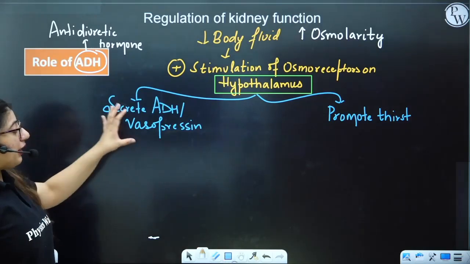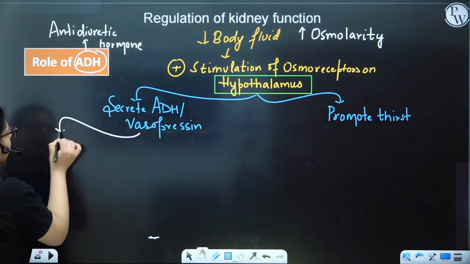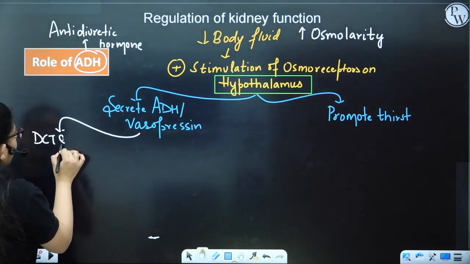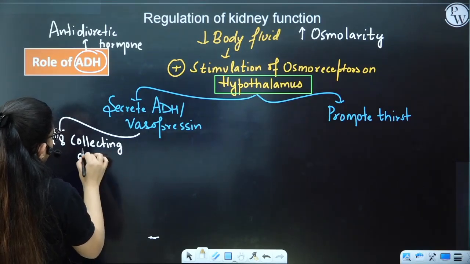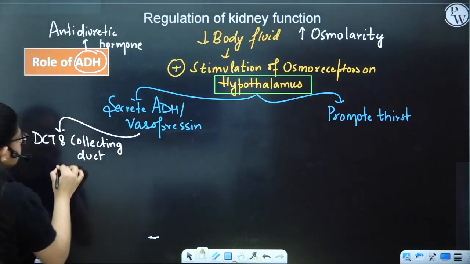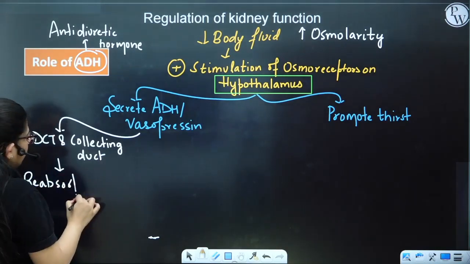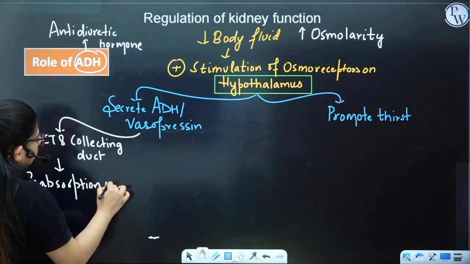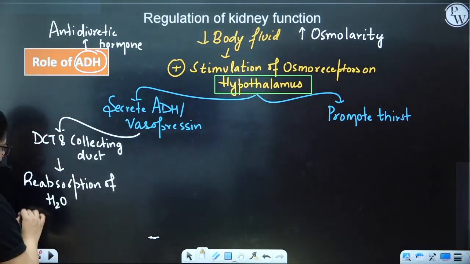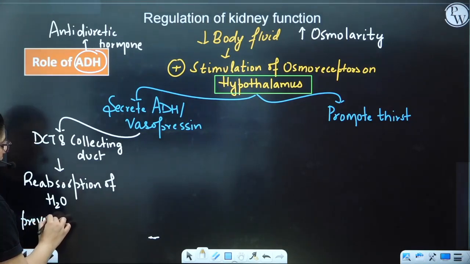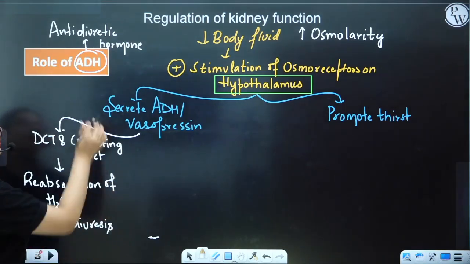So now, what will ADH or vasopressin do? First of all, it will go to the DCT and collecting duct, and it will ask them to reabsorb water. As a result, this will prevent the loss of water in urine and hence diuresis. So this is why you call it ADH.